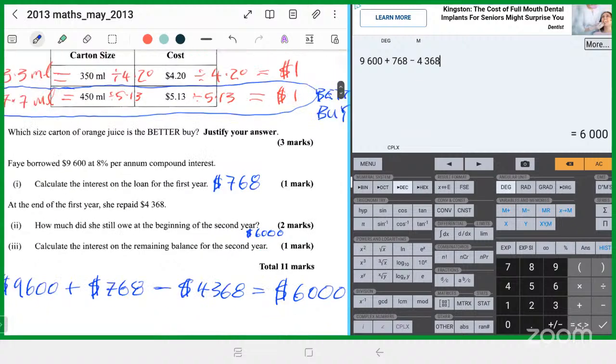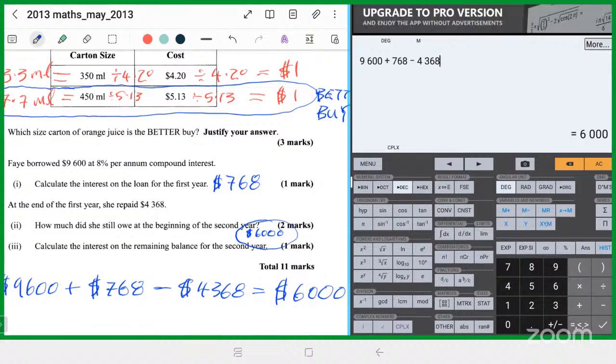Yes, sir. Then it says now calculate the interest on the remaining balance at the second year. So the interest is now going to be calculated on this amount. They're taking 8% of that amount, the remaining balance. And this is the remaining balance. All right, so I'm going to charge the interest on that.